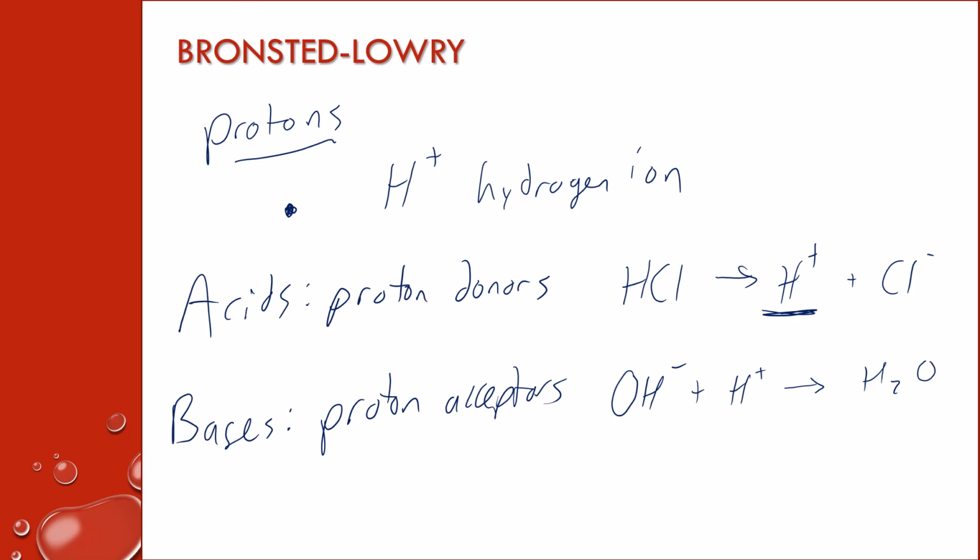A really common one is anything with a lone pair, like ammonia. Ammonia has a lone pair on the nitrogen that can interact with the hydrogen to form a coordinate covalent bond, turning it into NH4+. So in both of those scenarios, you are taking the hydrogen ions from the solution and attaching them to something to remove them. So they are proton acceptors.